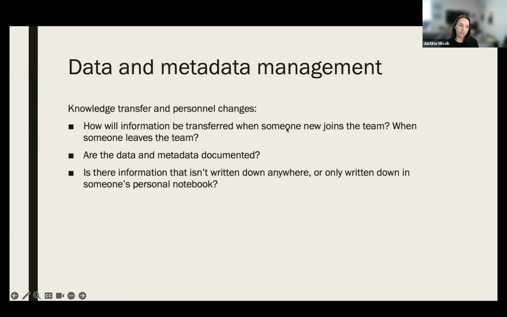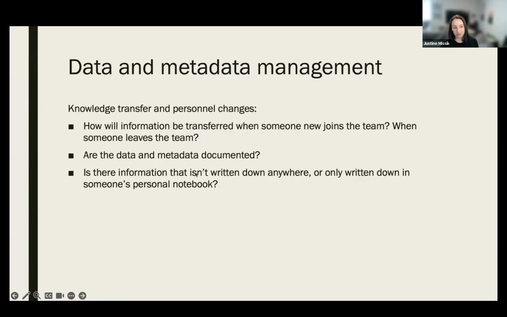And then finally, thinking about knowledge transfer, and if you have personnel changes in your team, how you're going to deal with that. How are you going to transfer information if someone new joins your team, or if somebody leaves your team? How is information going to be transferred? And are your data and metadata actually documented?